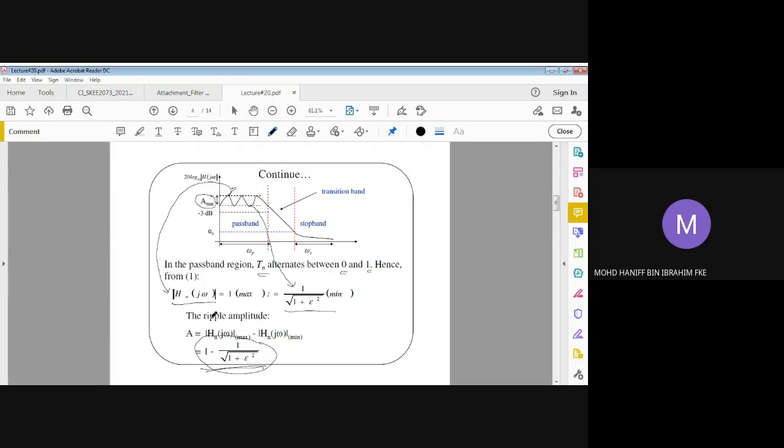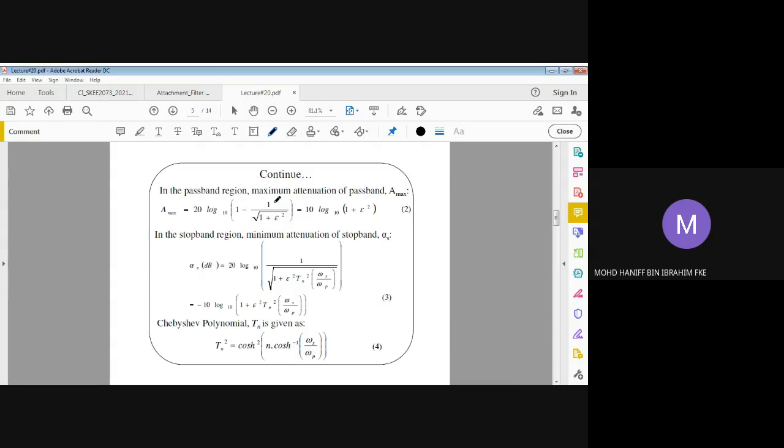We refer to this, which is in linear scale. In dB, that should be 20 log of A, which gives us 20 log of 1 minus 1 over the square root of these values, and as a result we have 10 log of 1 plus epsilon squared. This is equation number 2, which enables us to find the value of the ripple amplitude A max. This is what happens in the passband region.